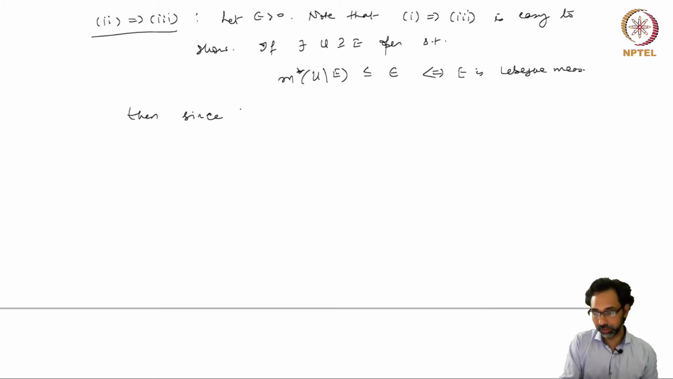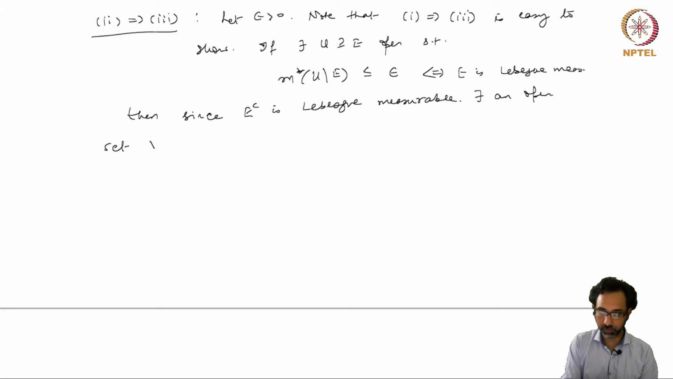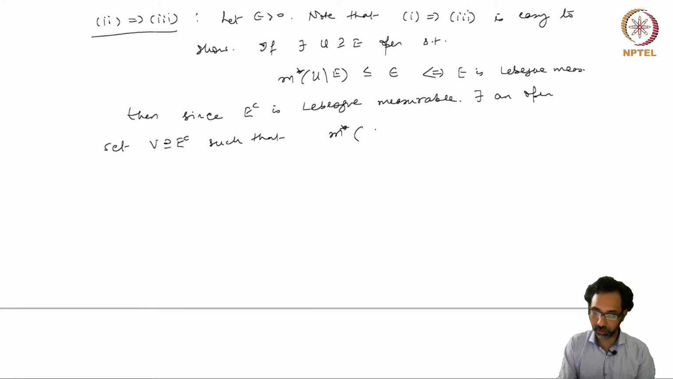E is Lebesgue measurable. Then this also implies that E complement is Lebesgue measurable. This we have shown before, that if E is Lebesgue measurable, then so is E complement. So then there exists an open set V containing E complement such that m star of V minus E complement is less than or equal to epsilon.